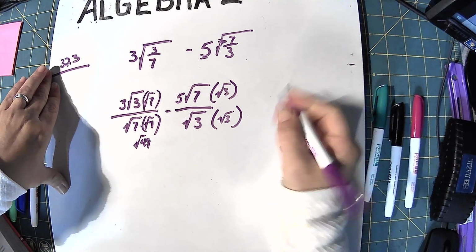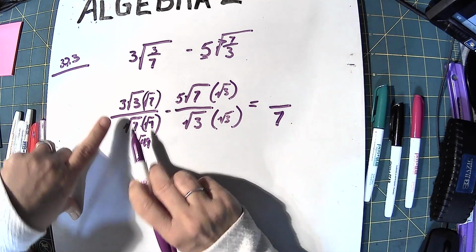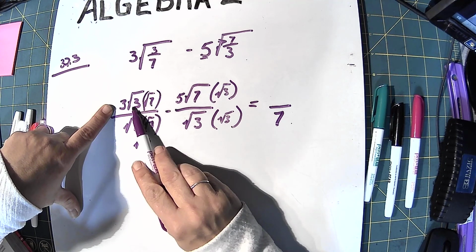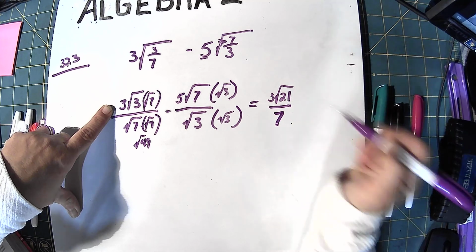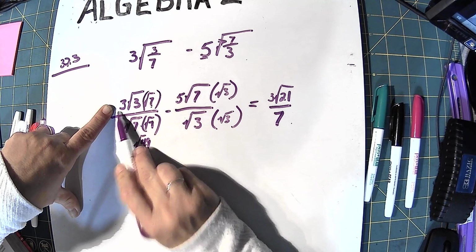You guys can see it better. Alright, so this one, I'm going to end up with 7 on the bottom. And then square root of 7 times square root of 3 is square root of 21. So I'm going to have 3 times the square root of 21. So I can only multiply square root times the square root. I cannot multiply that times the whole number.